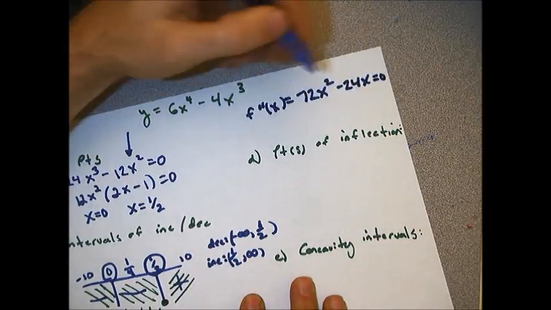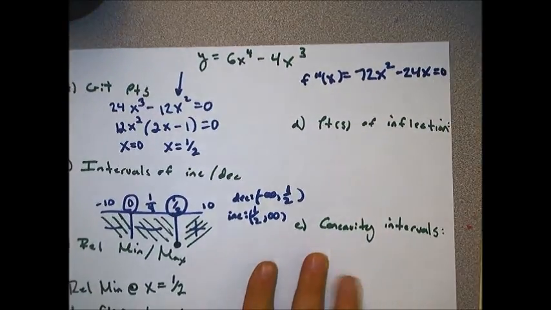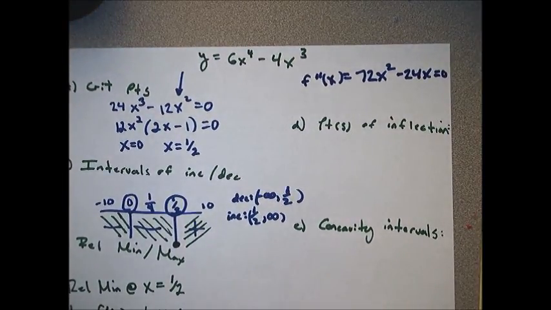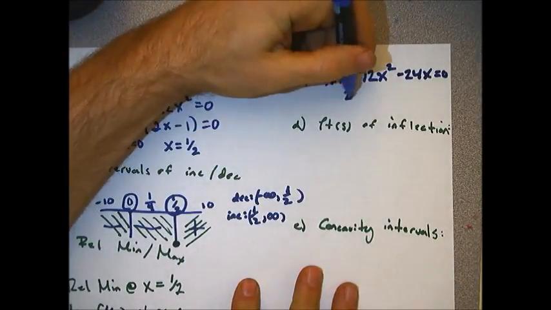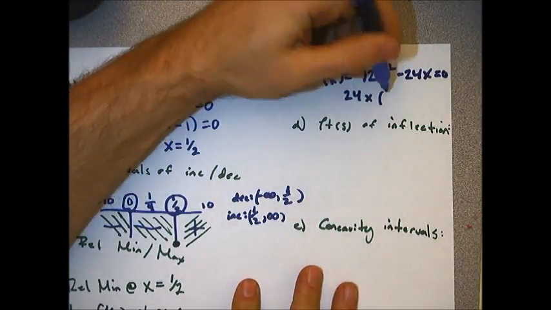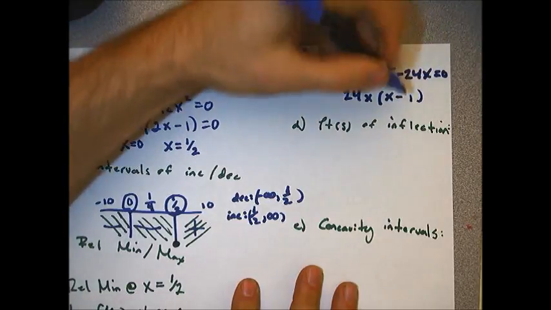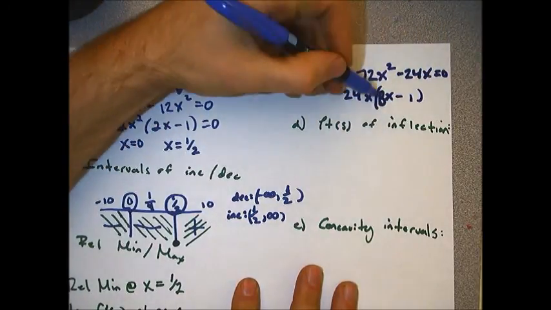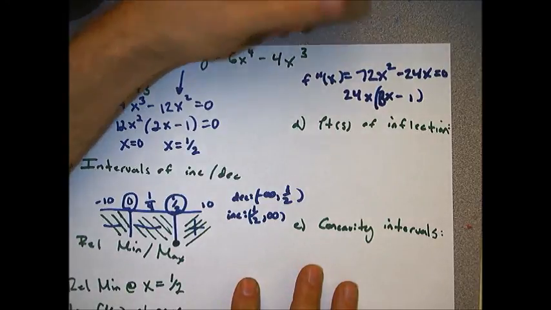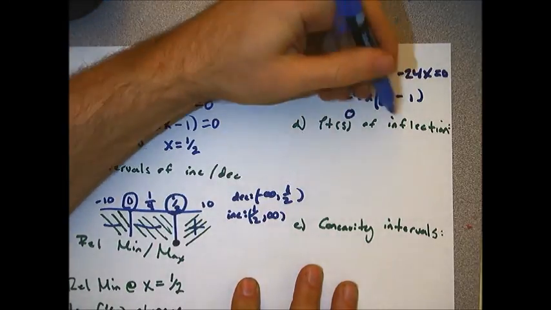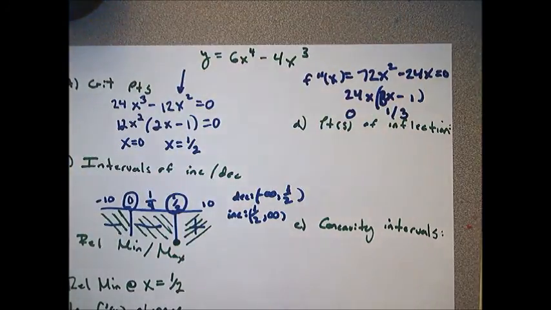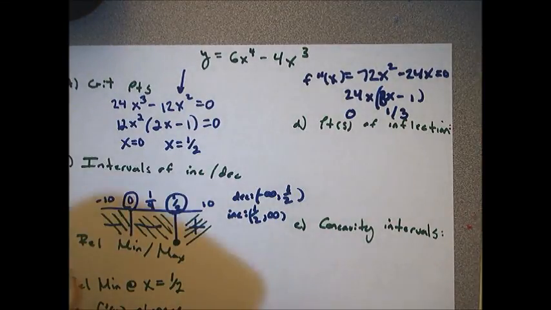And again, we're setting that to 0. So when you're doing a second derivative, these are called points of inflection, whereas a first derivative, they're called critical points. I factor out a 24x, and I am left with 3x minus 1. 24x times 3x minus 1 gives you points of inflection possibly at 0 and at a third. Now, you're not guaranteed that these are points of inflection until you put them on the table and see if there was a sign change that happened.